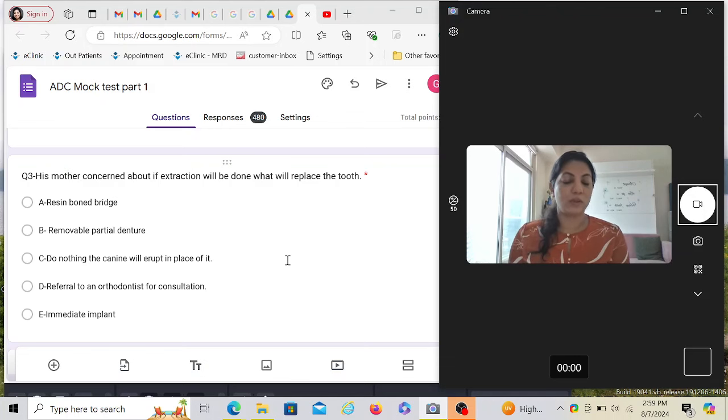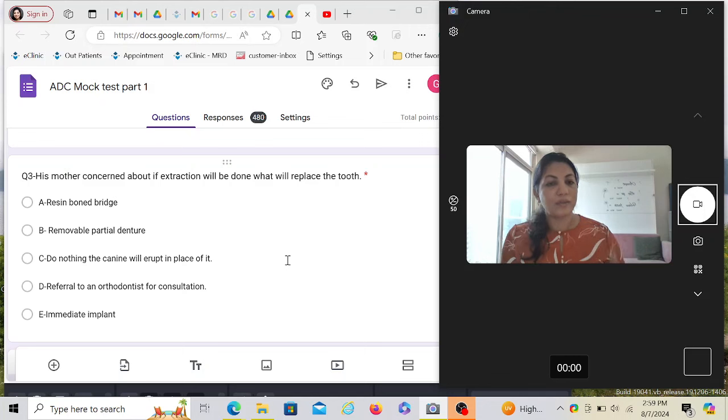So in future there would be no need of any implant or FPD, which is a very valid choice because you can always shape up the canine and make it look like a lateral, thereby saving you a lot of cost for the FPD and the implant later on. So let the orthodontist give all these kinds of options to the parent, and then let the parent decide whether they want to go for a removable partial denture or they wish to proceed with the orthodontist.